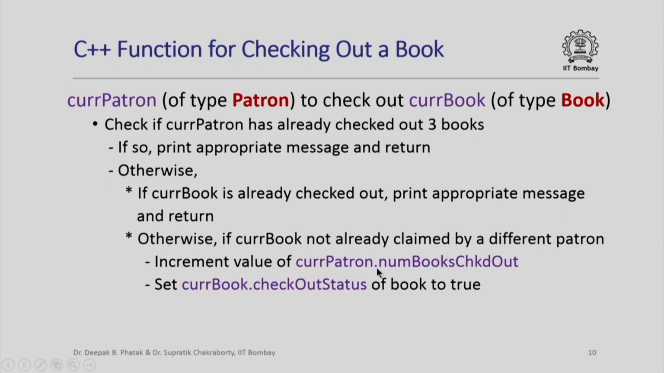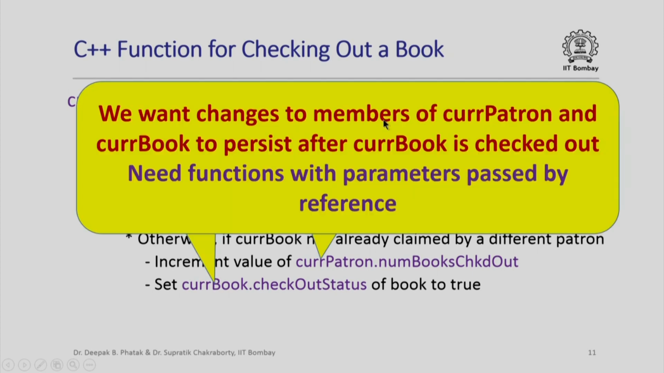Similarly, after we have incremented num books checked out of current patron, we want to remember this value after the function for checking out returns, because if the same patron comes again and tries to check out another book, then we must first check whether she has already checked out 3 books or not. So since we want these updates to the different members of current patron and current book to persist after the function for checking out a book returns, therefore this is suggestive that we need functions with parameters passed by reference.